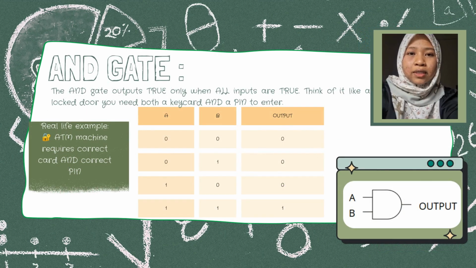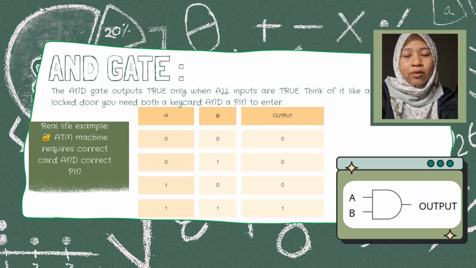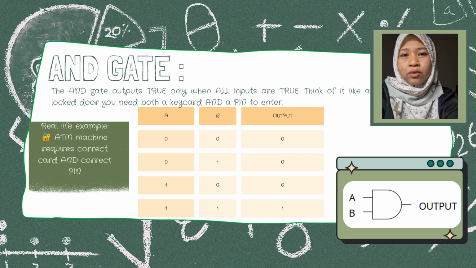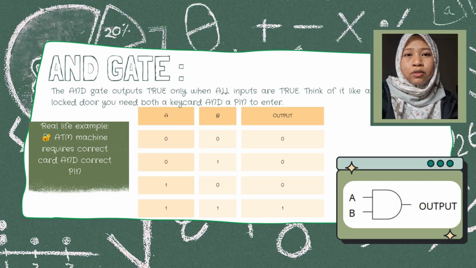Alright, first up, the AND gate. The AND gate is simple. It only outputs true when all of its inputs are true. Both must be 1. If even one input is 0, the output will be 0. Look at the truth table here. A is 0, B is 0, the output will be 0. When A is 0, B is 1, it's still 0. When A is 1, B is 0, it's still 0. Only when A is 1 and B is 1, the output becomes 1.